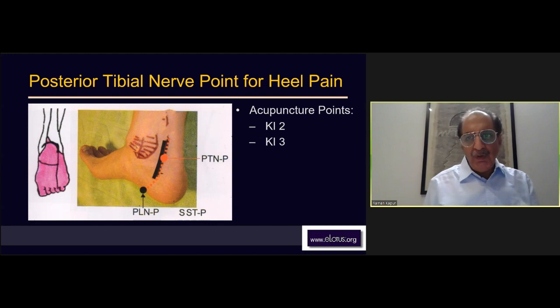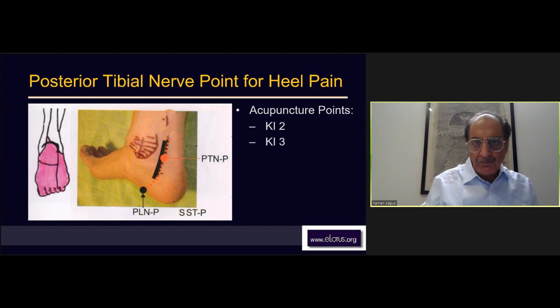And in addition to that, you do prickling at the points kidney 2 and kidney 3. And you also do prickling along the pathway of the posterior tibial nerve, which is shown as the red dots on the picture on your right hand side.